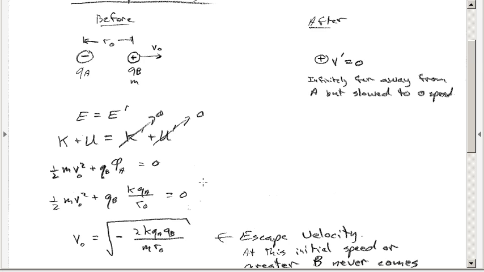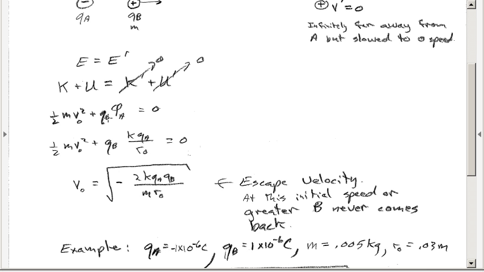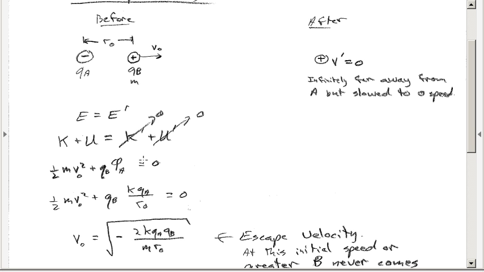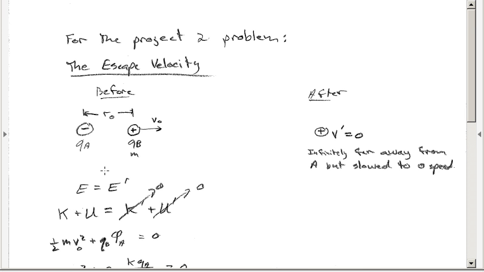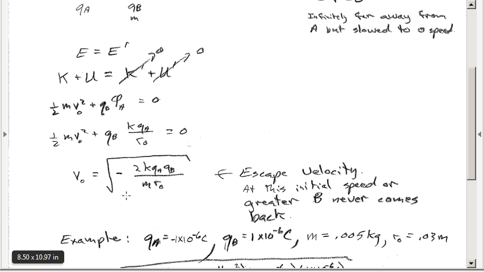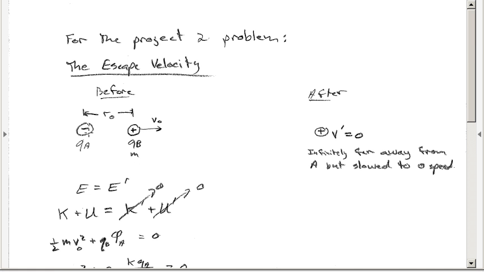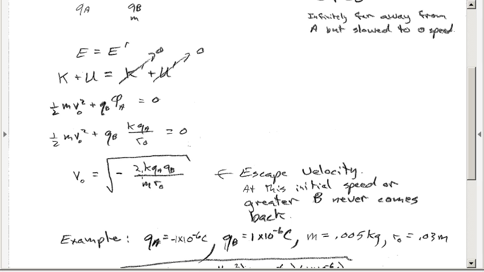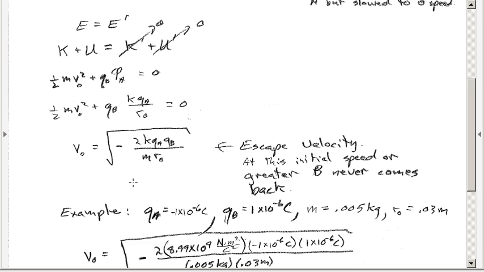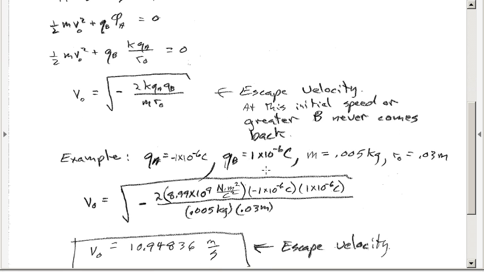Apply conservation of energy. The potential in the final picture is 0. Potential energy is 0, as is the kinetic energy. And in the before picture I've got the charge of this moving particle, QB, times the potential it's in, which is the electric potential due to the fixed particle, QA. And go ahead and solve that for V0. I get this expression.